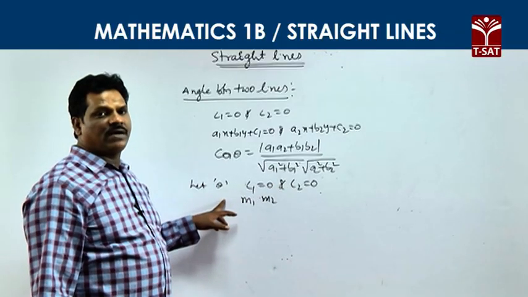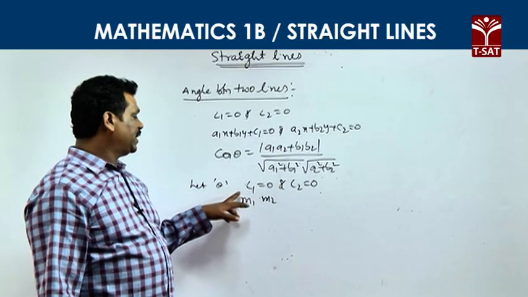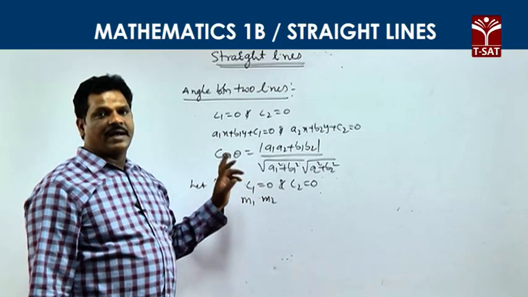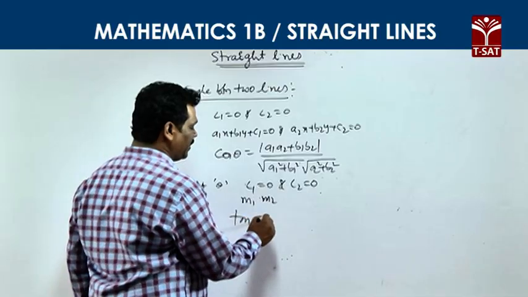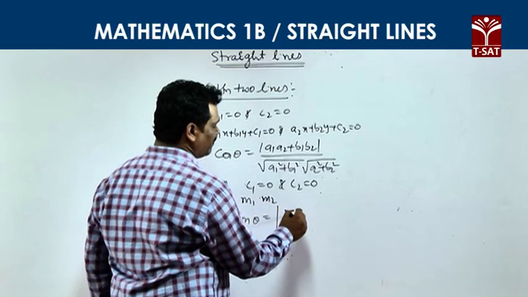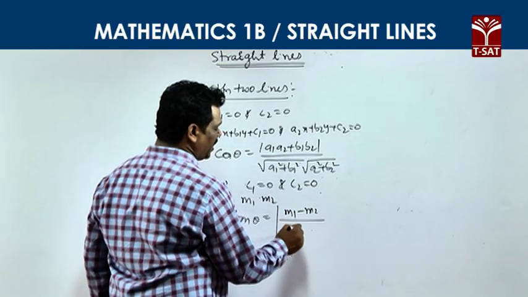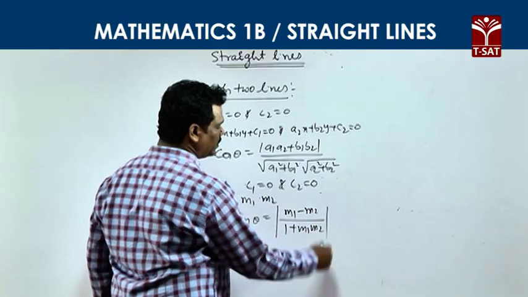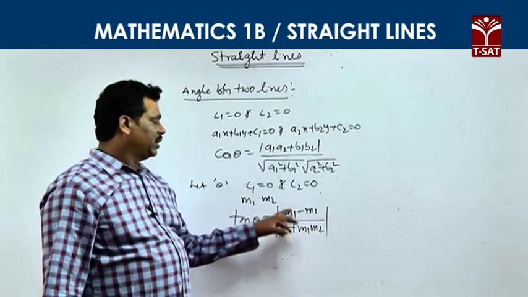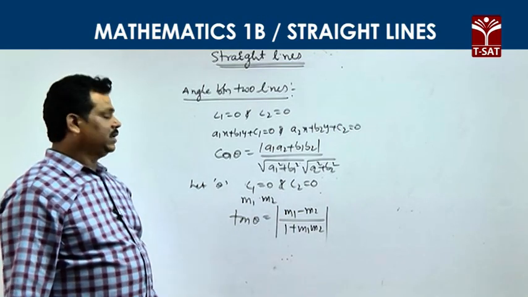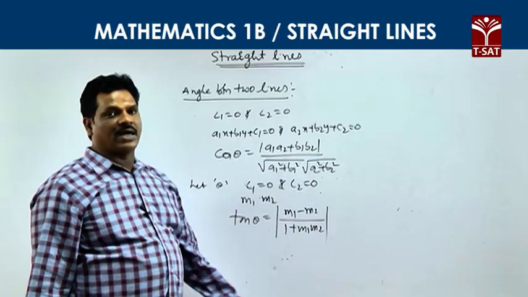Let theta be the angle between two lines L1 equal to 0 and L2 equal to 0 having slopes m1 and m2. Then tan theta is equal, already we know this formula, tan theta is equal to mod of m1 minus m2 by 1 plus m1 m2. m1 is slope of first line and m2 is slope of second line.